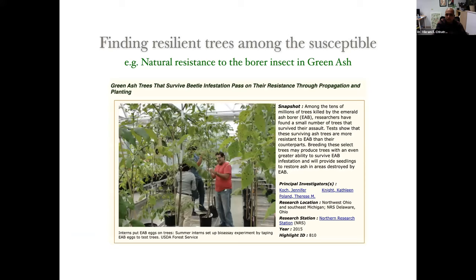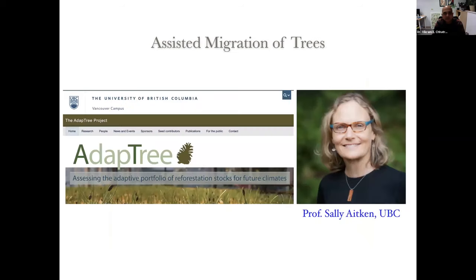This is a US Forest Service lab run by Jennifer Koch in Ohio. And they found some green ash trees that were able to survive the beetle infestation. And so they will use that as a reforestation stock to breed the next generation of trees to be deployed in the forests. So that's one example.